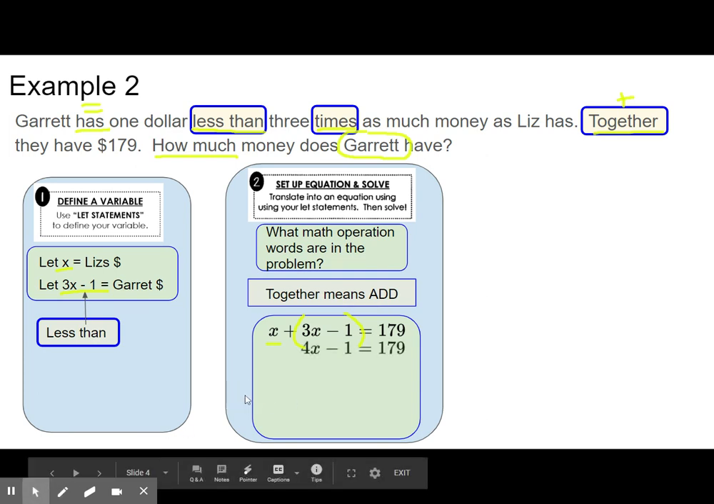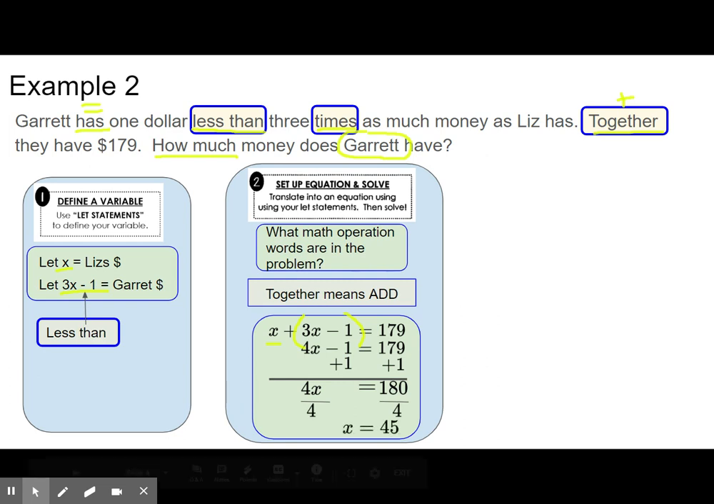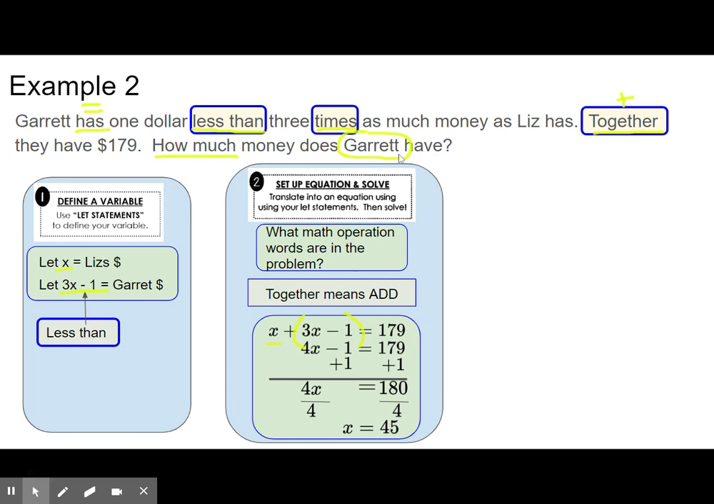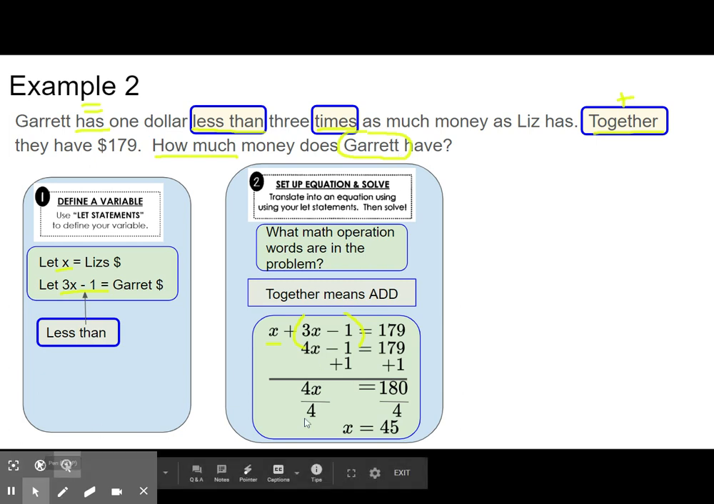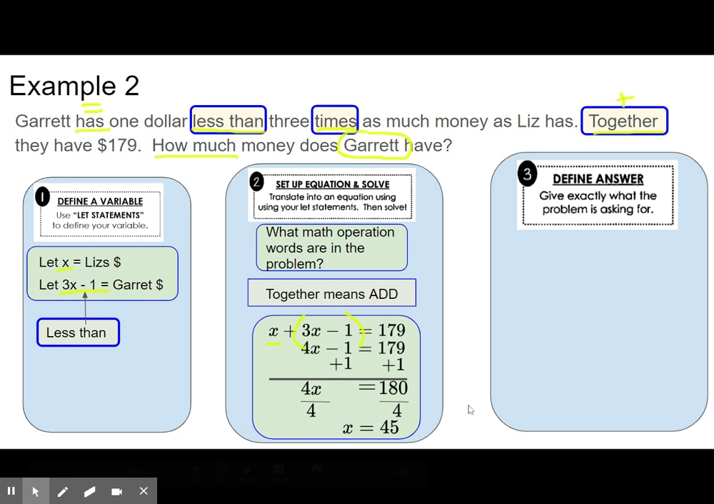Now let's just math it out. Combine like terms. Add 1 to both sides. Divide by 4. Bam, X is 45. Now this is a case, if you stopped here, it's wrong. The question asked, how much money does Garrett have? So give exactly what the problem is asking for.